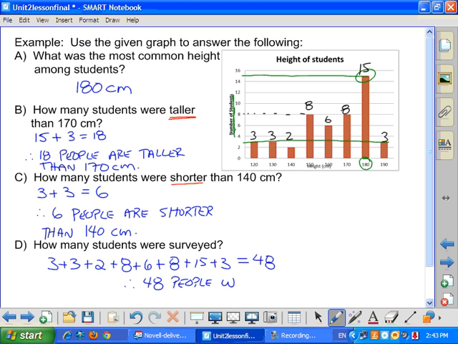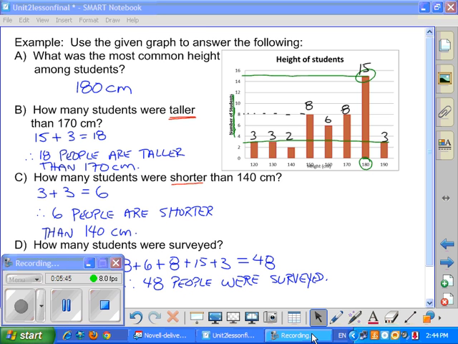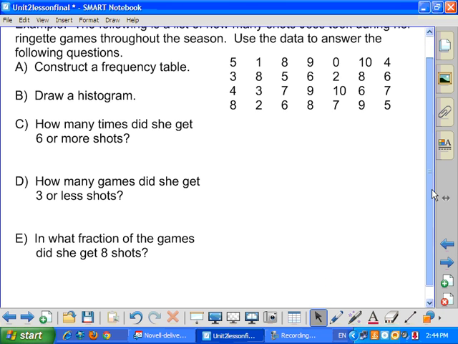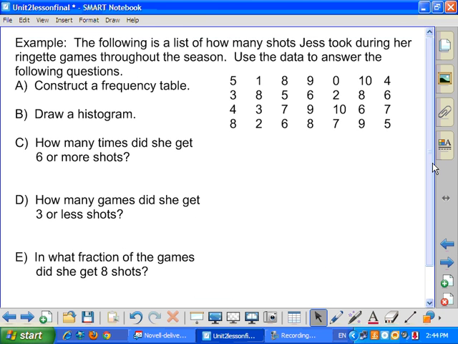So it's just reading information from a histogram. The next question then, how do I create the histogram? Well, it's easiest to start with a tally in order to create a histogram. The example is, the following is a list of how many shots Jess took during her ringette game throughout the season, so the different games. It looks like she played 28 games this year. Use the data to answer the following.